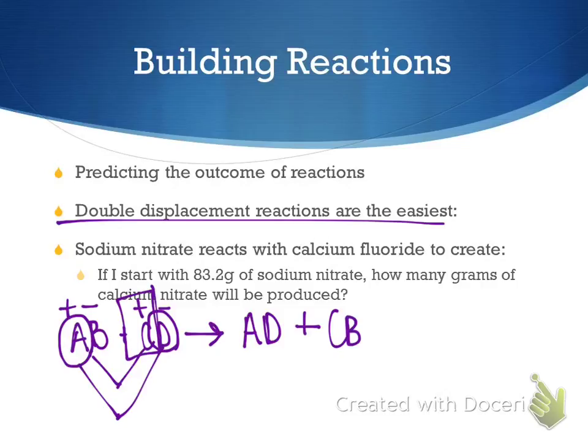Does it make any difference to us what order we write these two compounds in? Which one comes first? CB or AD? Does it matter which one comes first? No, it makes absolutely no difference. Same with our starting compounds. Does it matter if AB goes first or CD goes first? No, it makes absolutely no difference. The thing that does matter is which compounds are combining with which. The order in which you write them makes no difference.